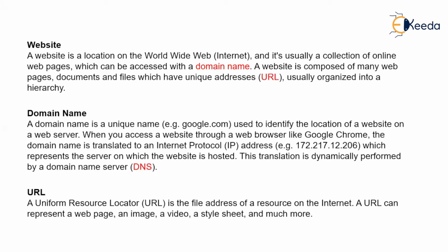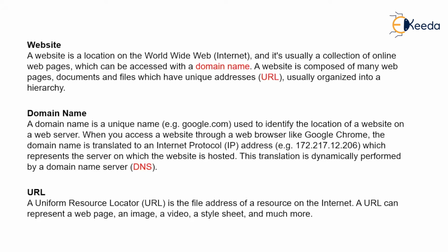Let's see what is domain name. A domain name is a unique name used to identify the location of a website on a web server. As we have discussed what is a client and what is a server in the previous sessions, you must be knowing what a server is. When you access a website through a web browser like Google Chrome, the domain name is translated to an Internet Protocol address, which is also called an IP address. And you must be knowing that for Google, I presented you the IP address which we have searched in your Chrome.